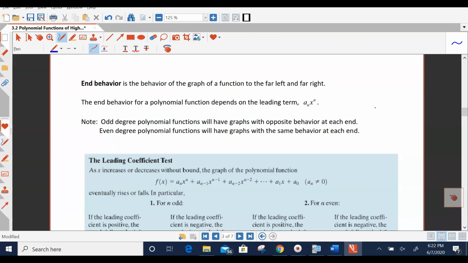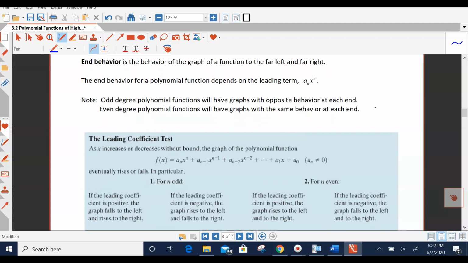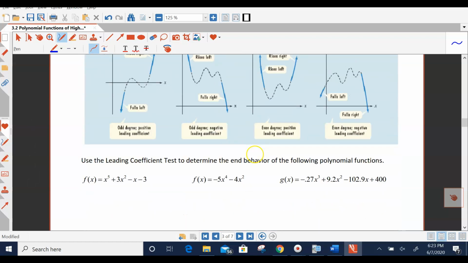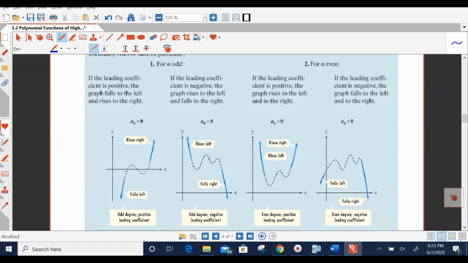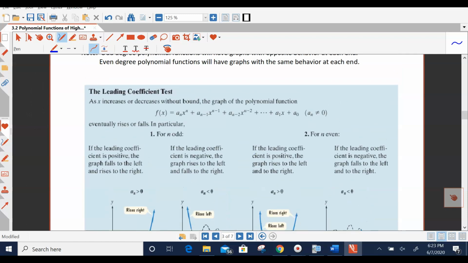The way we're going to figure out our end behavior is by looking at the leading term. We're going to look at the coefficient on that leading term, and we're going to look at the degree. If you know what x squared and x cubed look like, then you can determine the end behavior of any degree polynomial function by just looking at the leading term. Okay, I know this is a lot of information here in this blue box, but before I look in the blue box, let's just think. You can do this.